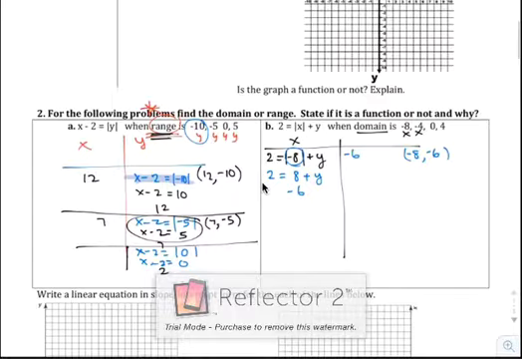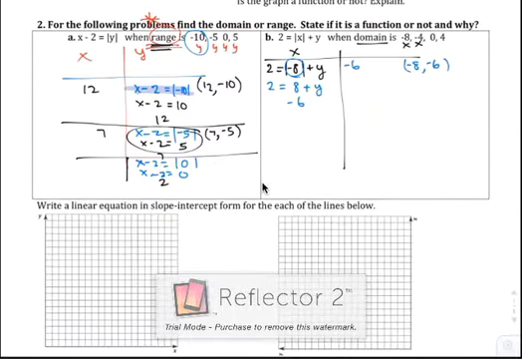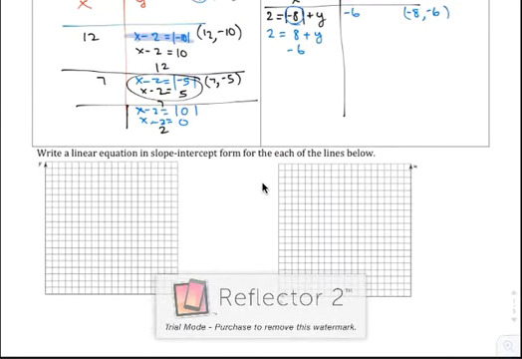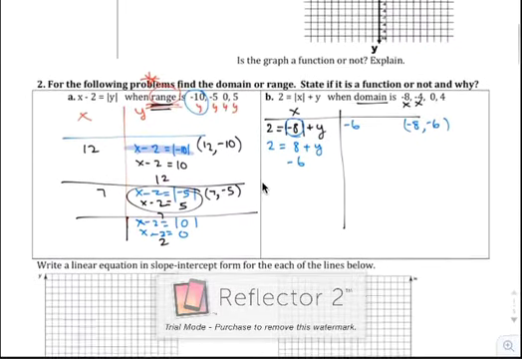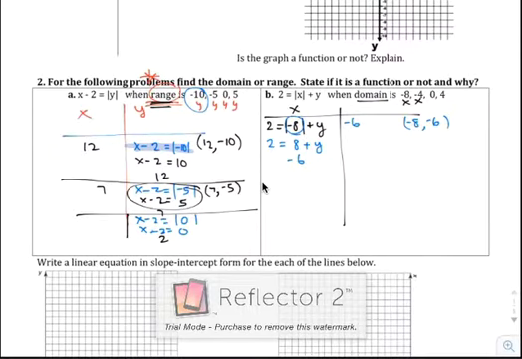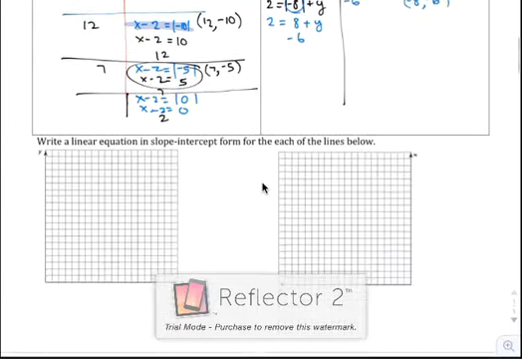Okay, this is your homework. We did number 1 in class, or this one here. Make sure you state if it's a function or not. Okay, it's not going to be on the test now.